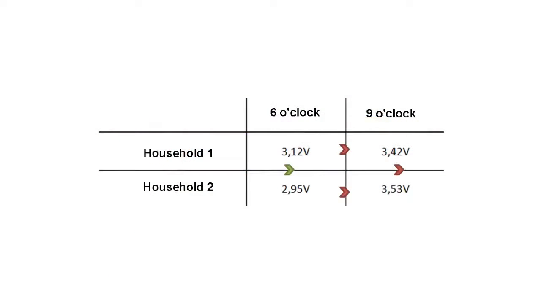When comparing the measured values, we note that both voltages are increased and that the voltage at the second household is now higher than at the first. Therefore, between 6 and 9 o'clock, the voltage and the direction of current flow between the two houses have reversed. Both voltages are now well above the permissible values.